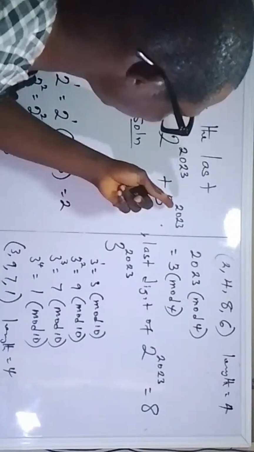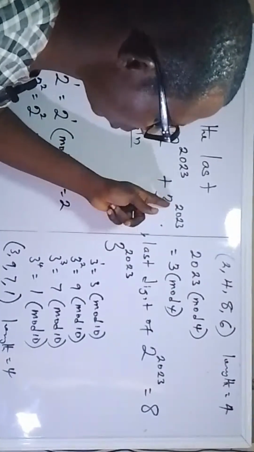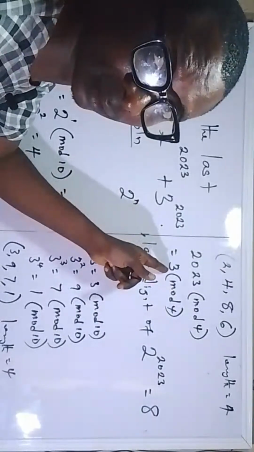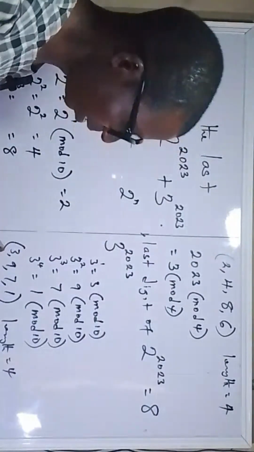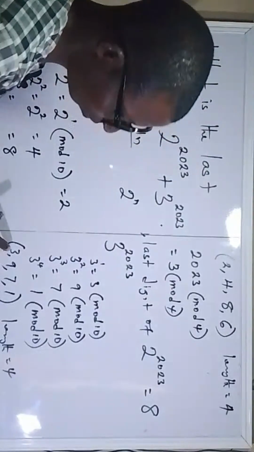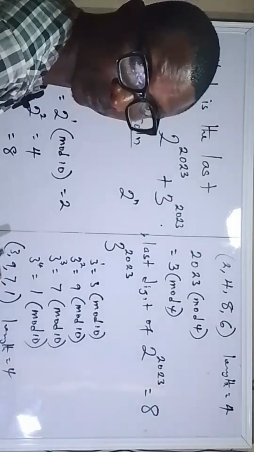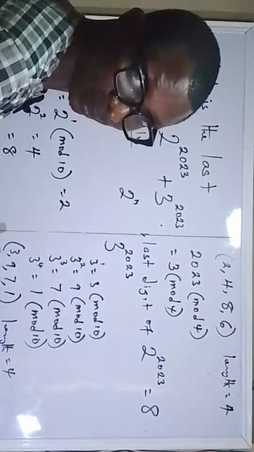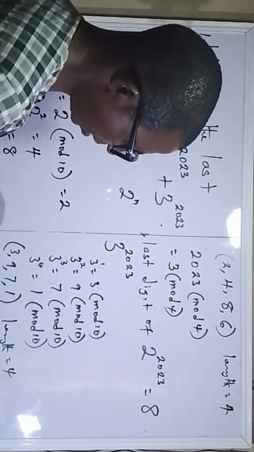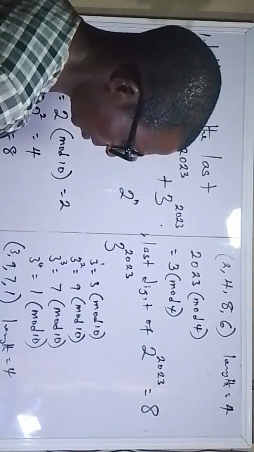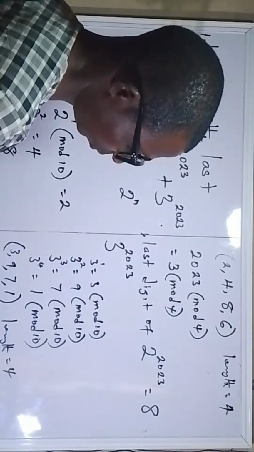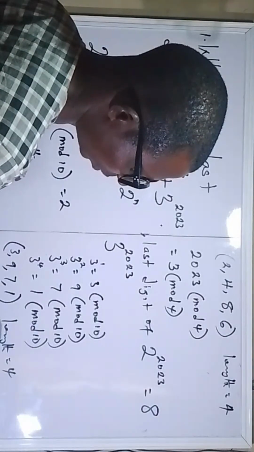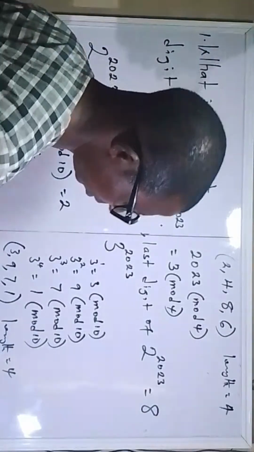Of course, we have done that before because it's similar. So now the answer is 3. So you come here and count 3: we have 1, 2, 3. That means the last digit of this number is 3. So the last digit of 3 raised to the power of 2023 is 7.